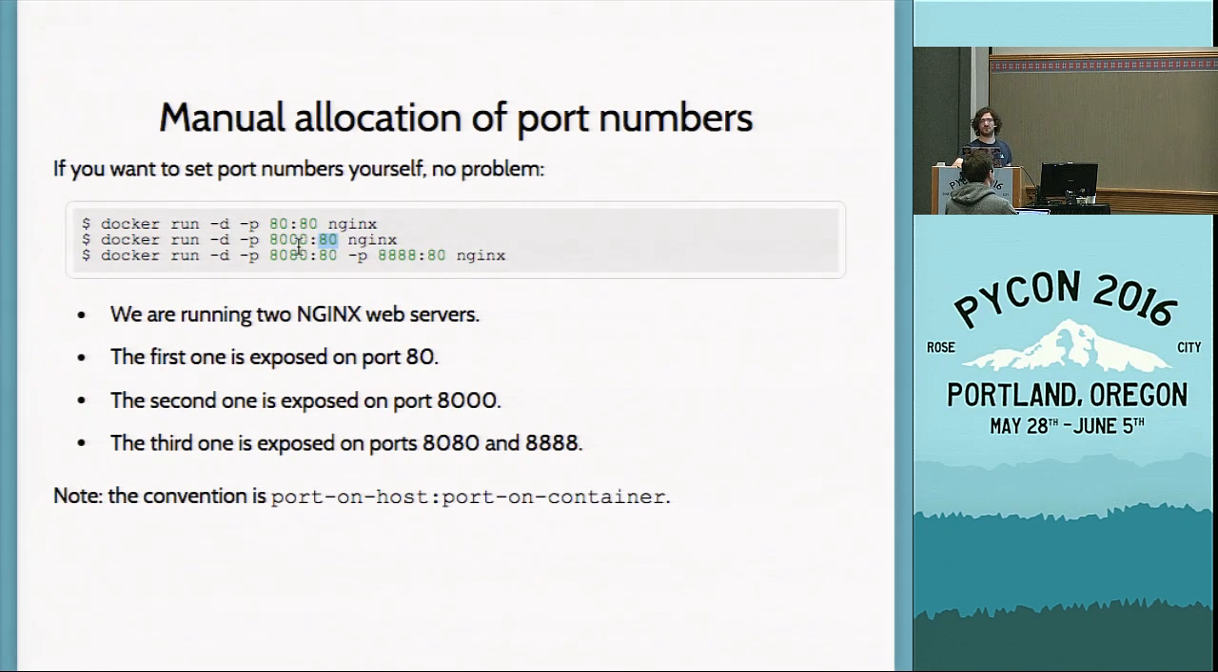Or you can map the same port multiple times, or rather you can expose a single port to multiple public ports. So here I want the port 80 of my Nginx container to be mapped to both 8080 and 8888.